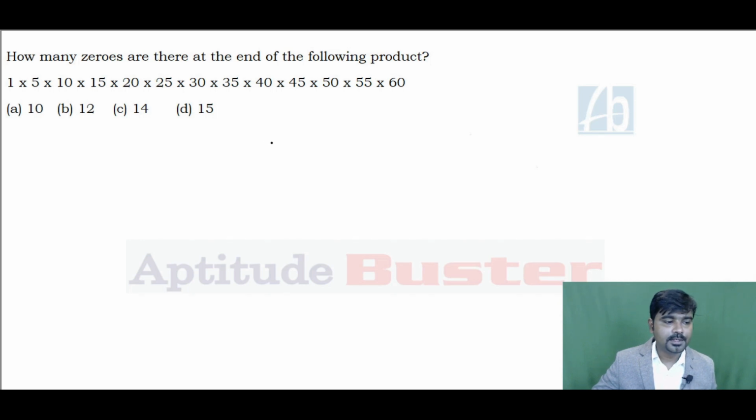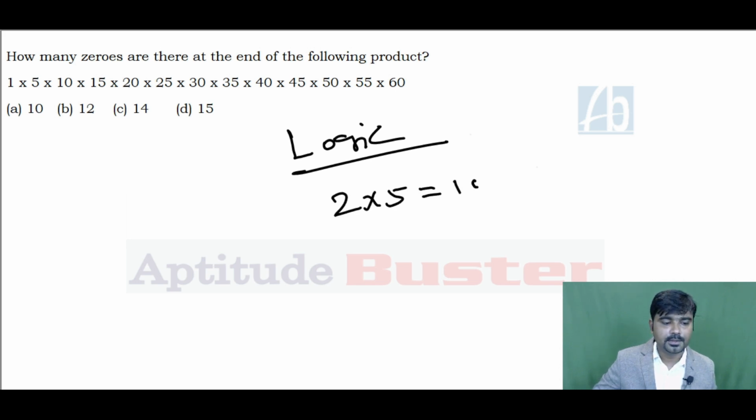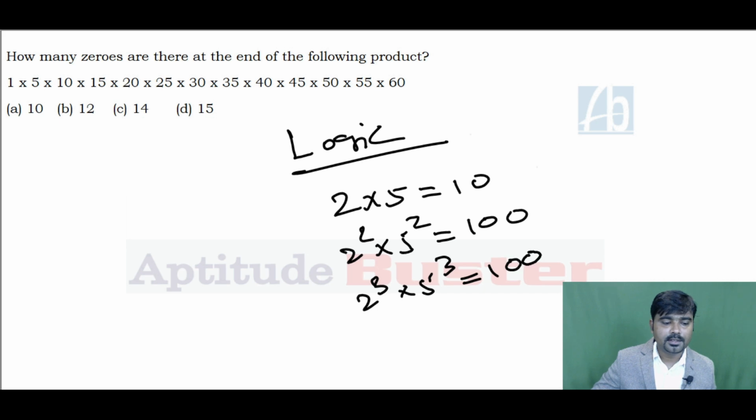In this question, how many zeros are there at the end of the following product? First, to find what's the logic behind the question. The simple logic is the pair of 5 and 2 gives you 0. That's 2 into 5, that gives you 1 zero. 2 square into 5 square gives you 2 zeros. Next, 2 cube into 5 cube gives you 3 zeros.